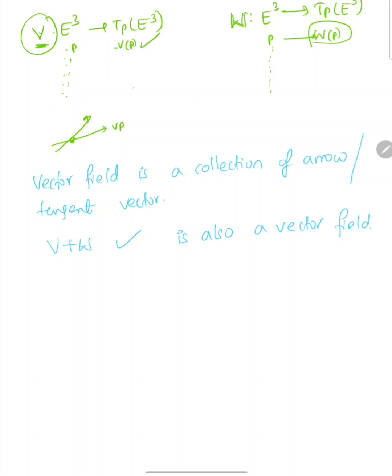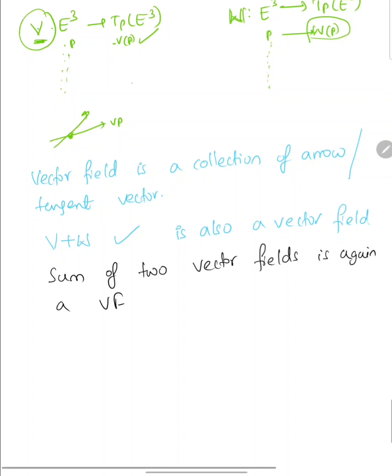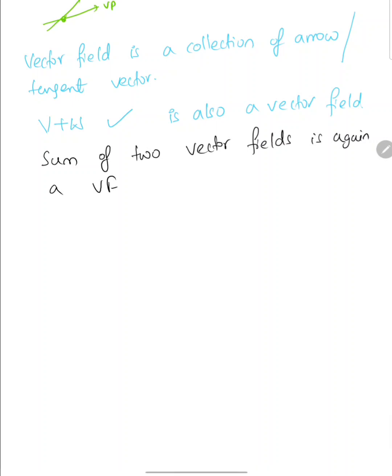Therefore, one can say that the sum of two vector spaces is again a vector space. Sum of two vector fields is again a vector field. So, as scalar multiplication is possible in case of tangent vectors, in turn, the vector fields can also be scalar multiplied.